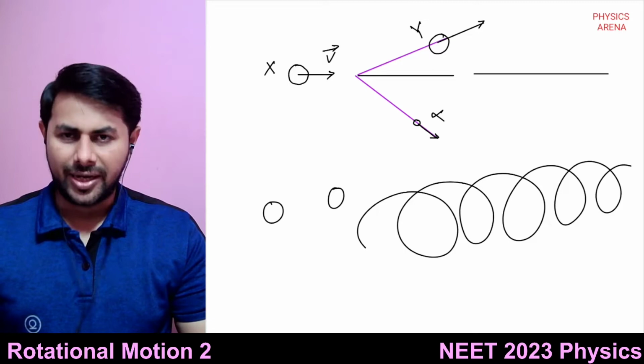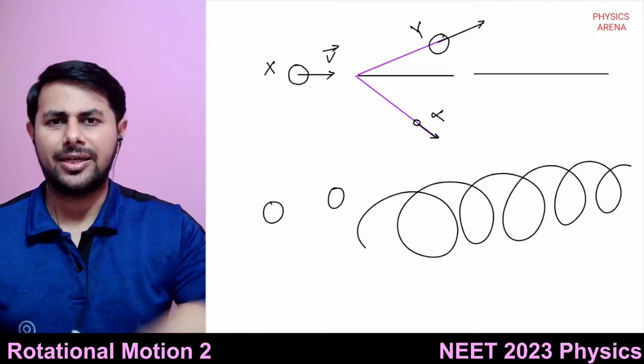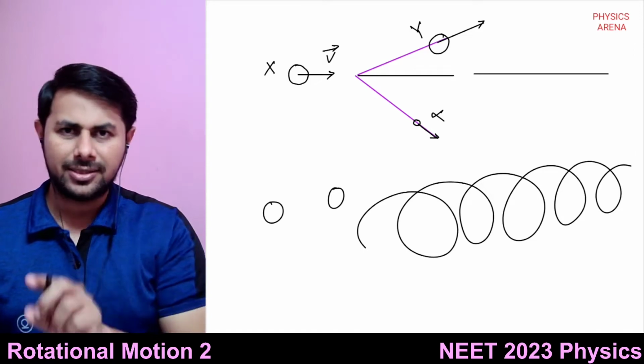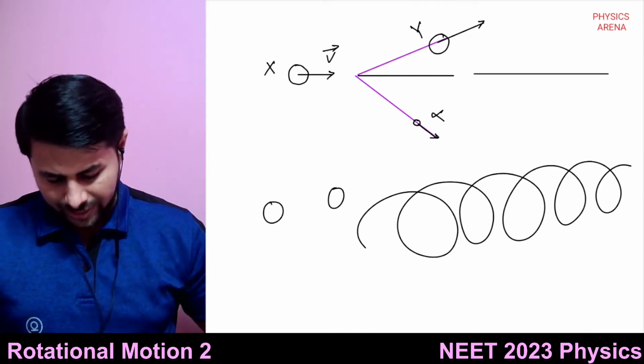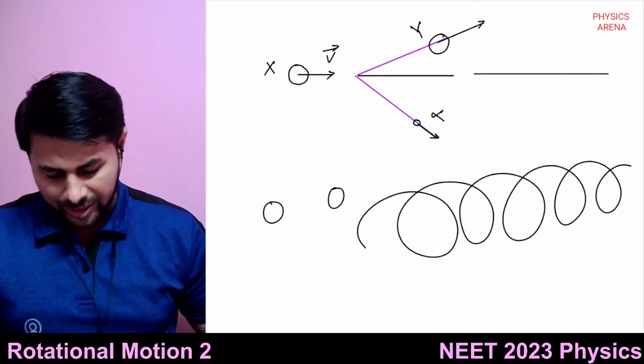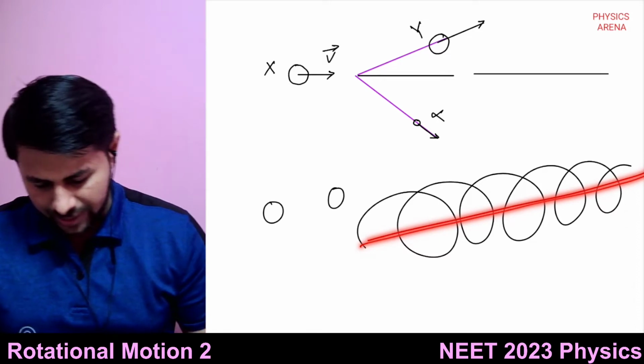So in reality, what happens is these two stars revolve around the center of mass and the center of mass is moving in a straight line. So two stars are revolving around the center of mass and that center of mass is just moving in this straight line.